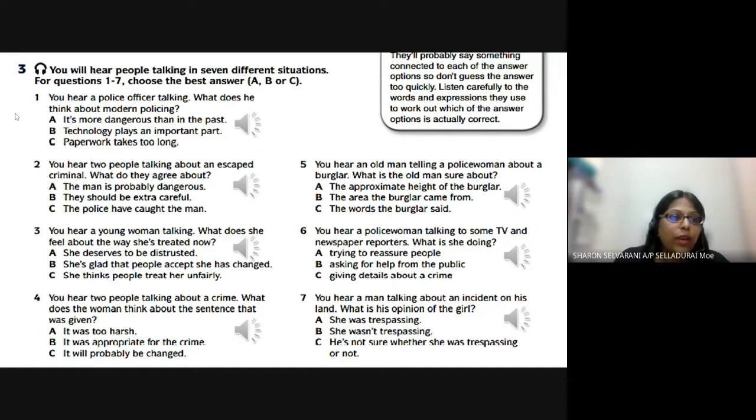Let's look at number 1. You hear a police officer talking. What does he think about modern policing? Modern policing meaning you are a police in this modern world. So A is it's more dangerous than in the past, meaning now in the modern world, it is more dangerous than those days. Or B, technology plays an important part. Now we are into a lot of technology, right? Everything is online and all that. So later we are going to hear. The next one, paperwork takes too long. All right. Are you ready to listen?